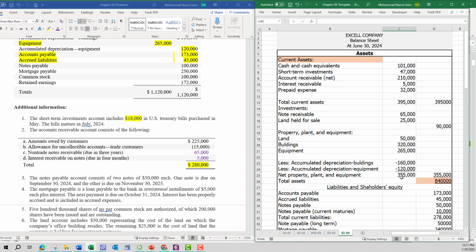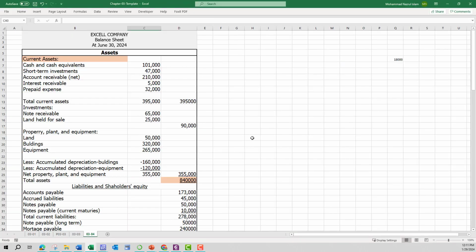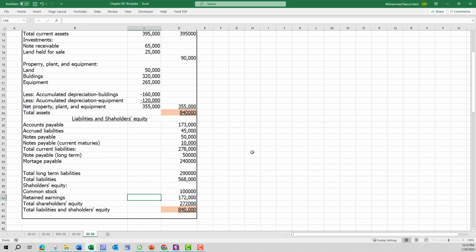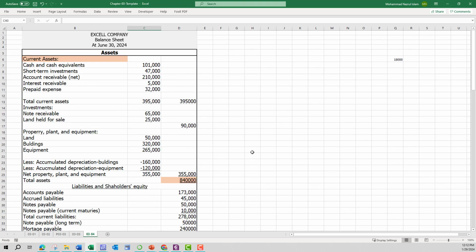So this is how we prepare the balance sheet. Here is the complete balance sheet. I will upload this one on Canvas. So thank you.